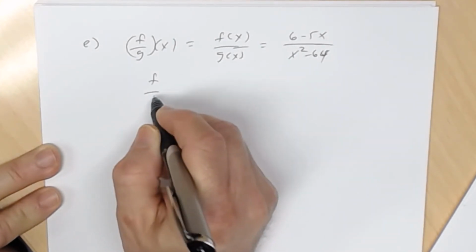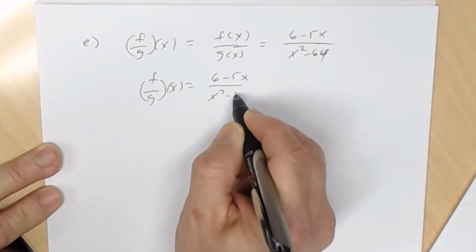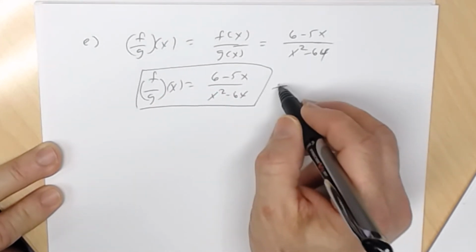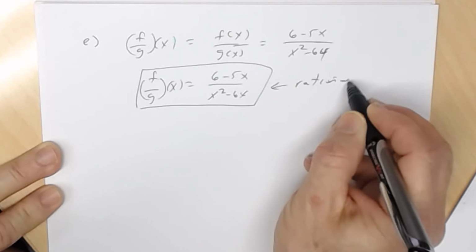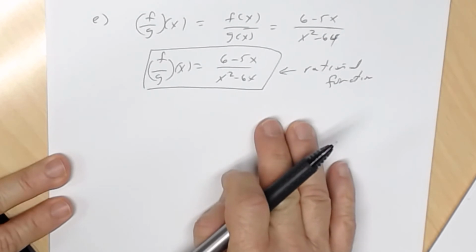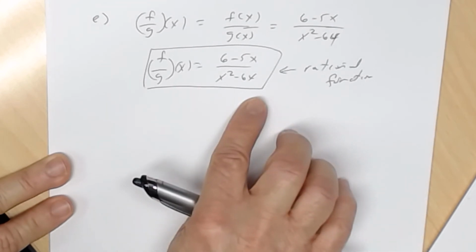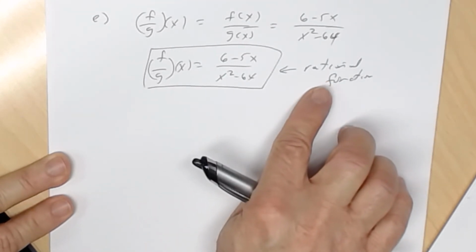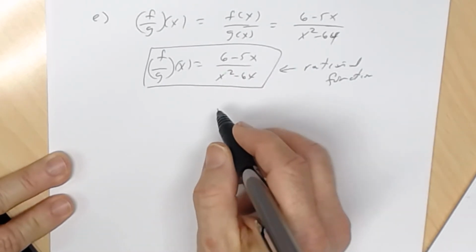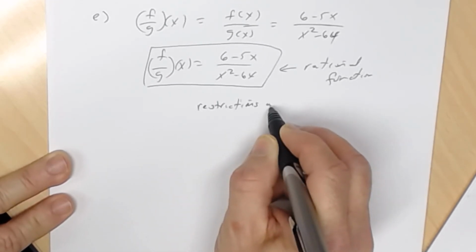So you would say f divided by g at x is this, 6 minus 5x divided by x squared minus 64. Okay? What I want you to notice now is this. This is a rational function. And so the domain of a rational function is all real numbers except whatever makes this function undefined. Well, a rational function is undefined where the denominator is 0. So I've got to find the restrictions. So the restrictions would be where the denominator is 0.